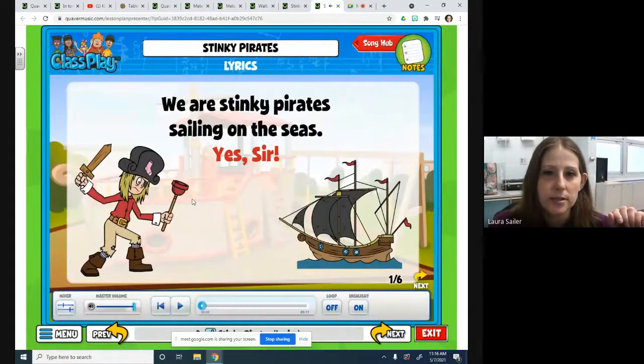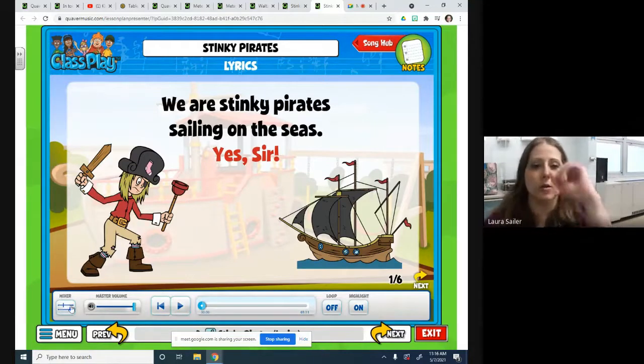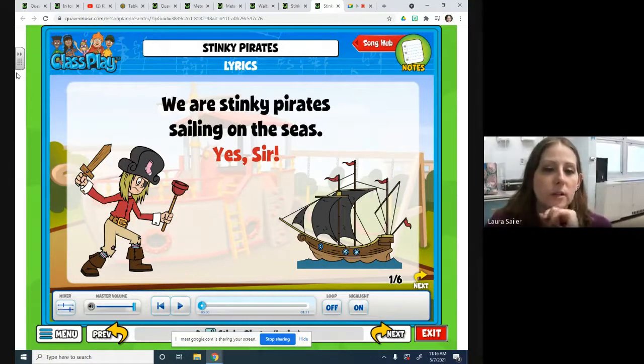Here's Stinky Pirates. You might remember Stinky Pirates is a piece in 2. So the pirates go 1, 2, heave ho. 1, 2, heave ho. So this will help get that meter of 2 in your body. There was a dance with it. So if you remember the dance, you can do that while singing it, or you can make up your own dance too. So push here for play.